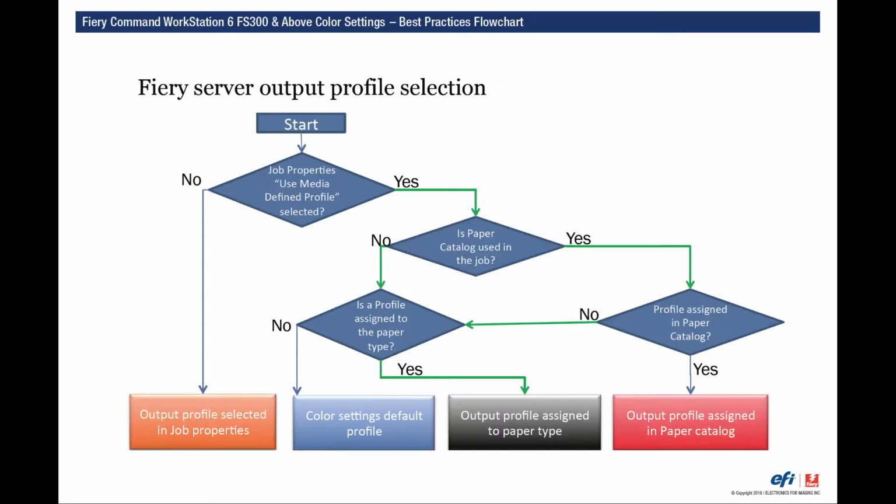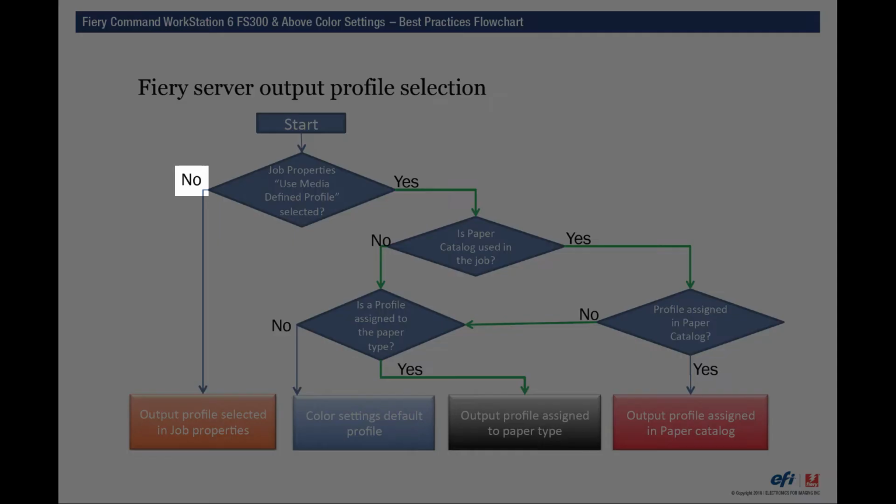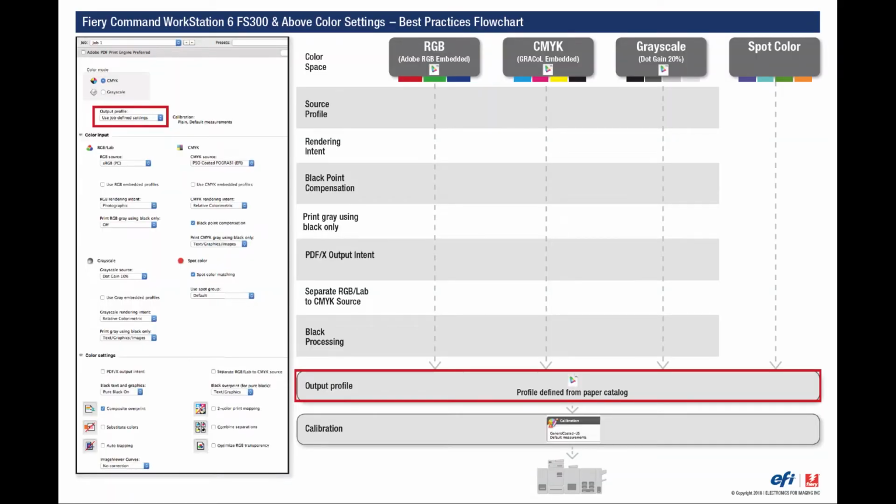And finally, if all the way back up here at the start, I don't set Use Media Defined Profiles, then I'll get the exact profile I picked. So again, the recommended setting is to use job-defined settings, and use the paper catalog to match all the profiles to the paper that you want to print on.